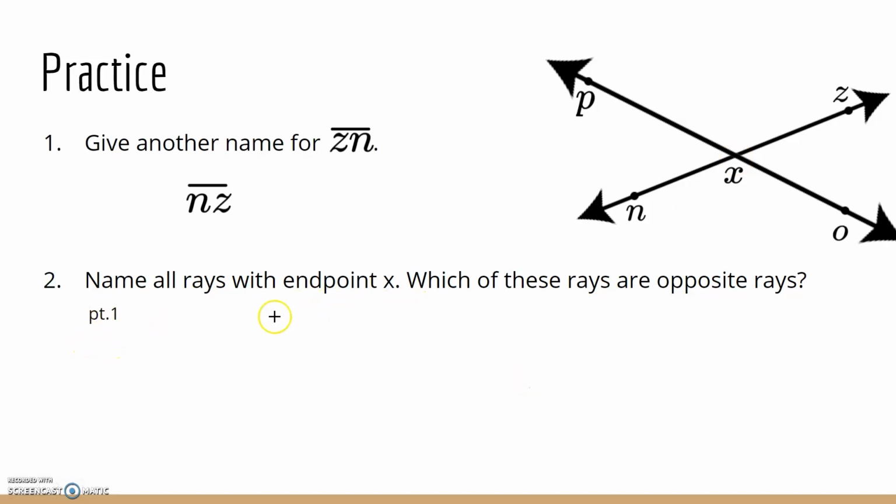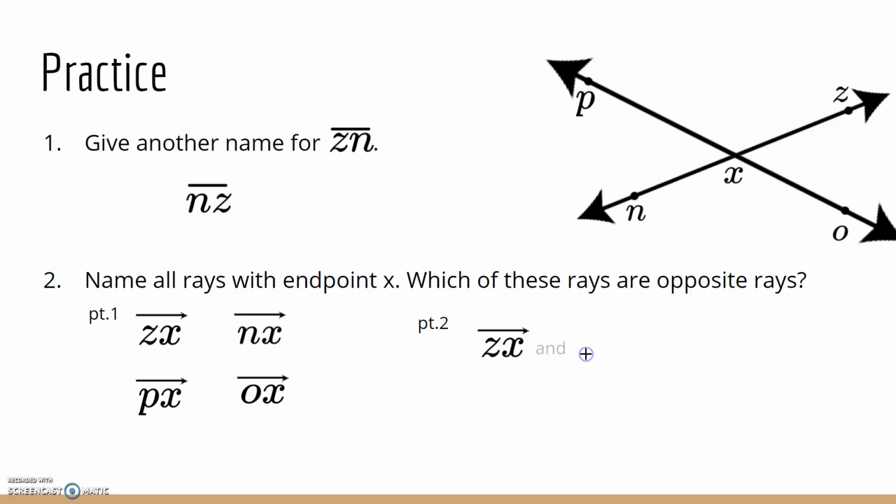So this is our endpoint right here in the middle. For part 1, name all rays with endpoint X. We're going to say ray ZX, ray NX, ray PX, and ray OX. Now for part 2, which of these rays are opposite rays? It's going to be ray ZX and ray NX.